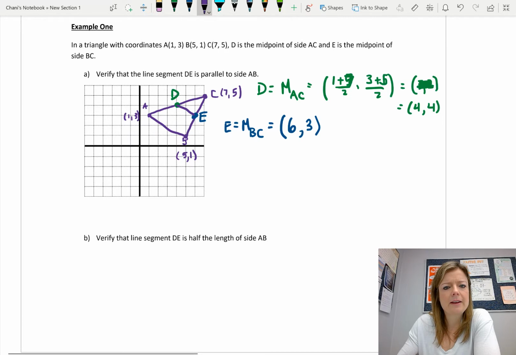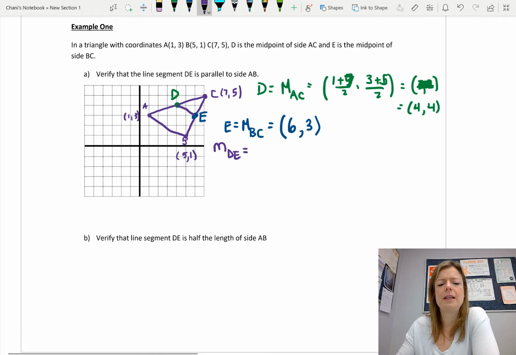It's that it's parallel to side AB. Well, two lines are parallel if their slopes are the same. So we need to find the slope of DE and the slope of AB and show they are the same. So just make sure that your slope looks like the M with the little rounded humps there.